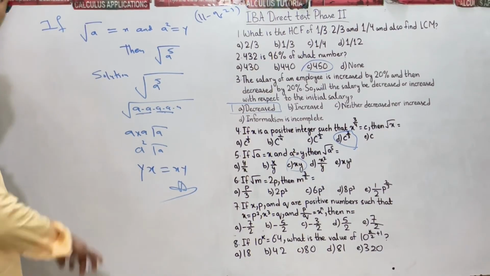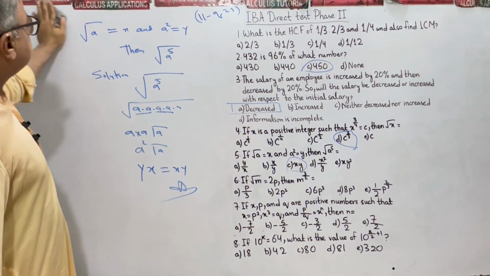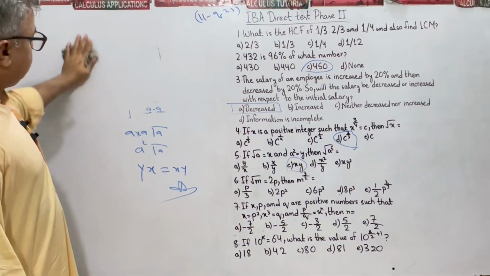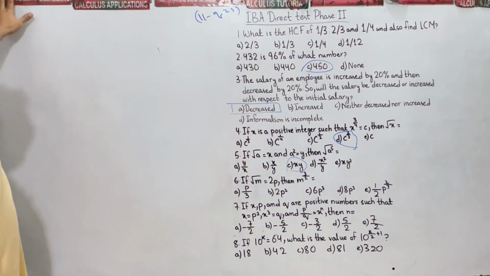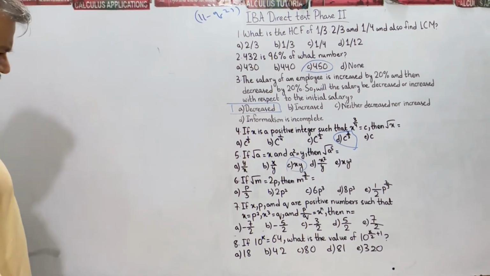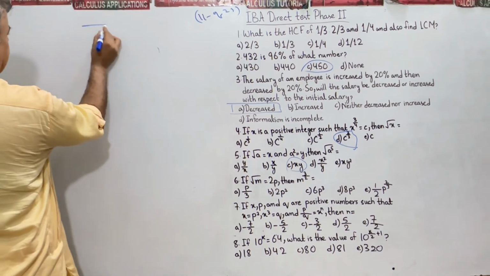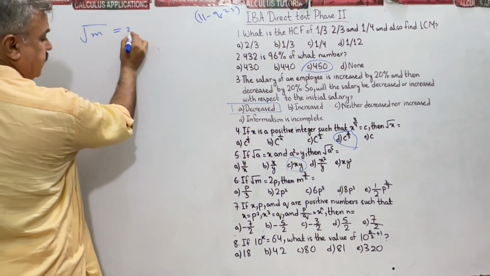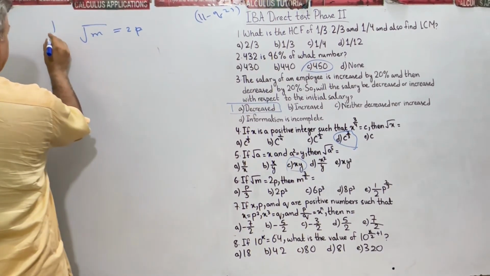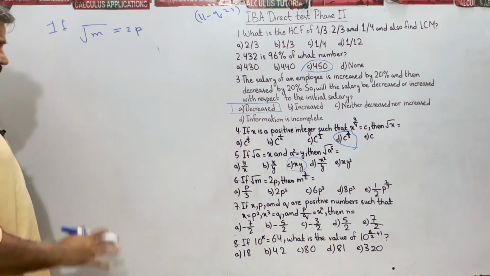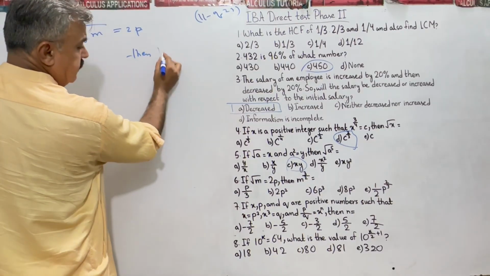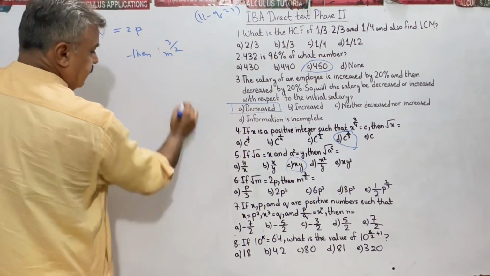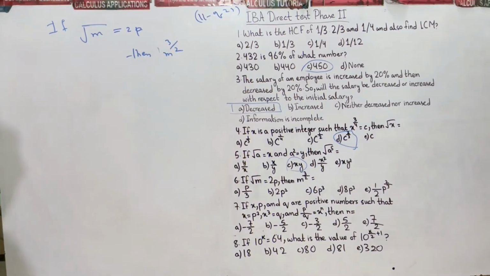Another question of the same sort, fractional powers in indices. That is, if root m is equal to 2p, then find the value of m raised to 3 over 2. If root m is equal to 2p, the given information is to be utilized to solve this one.